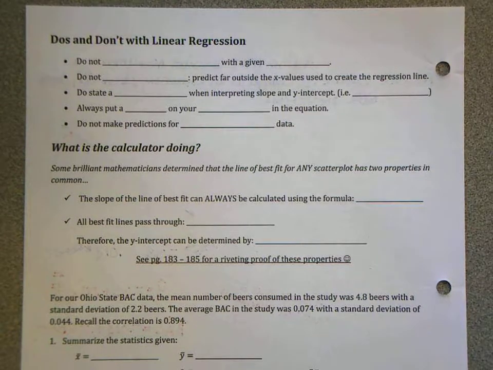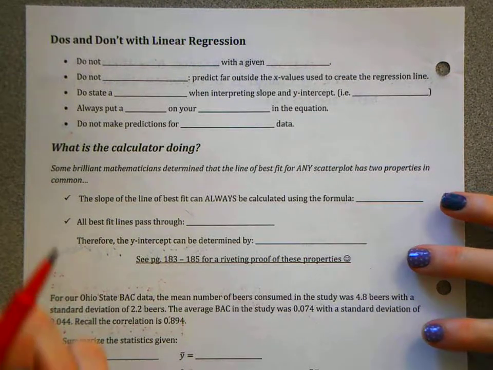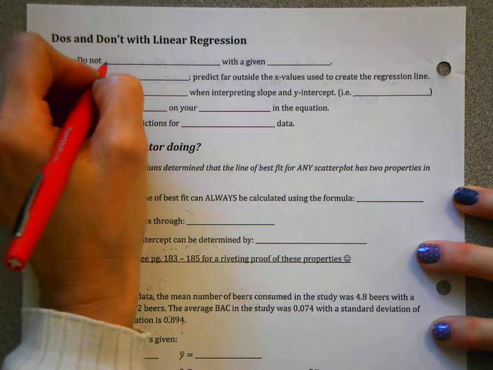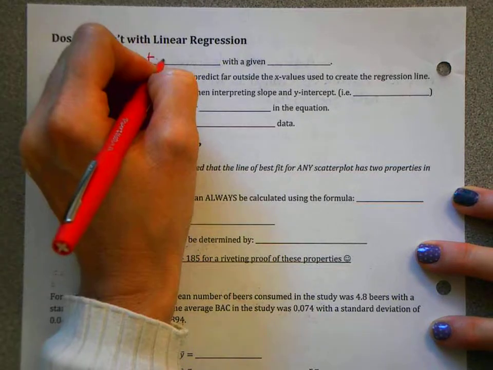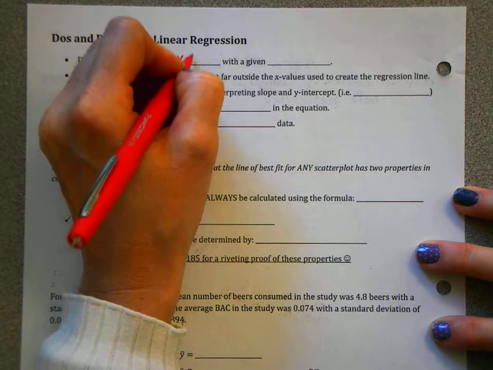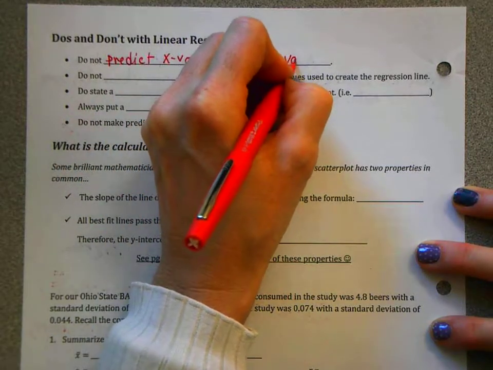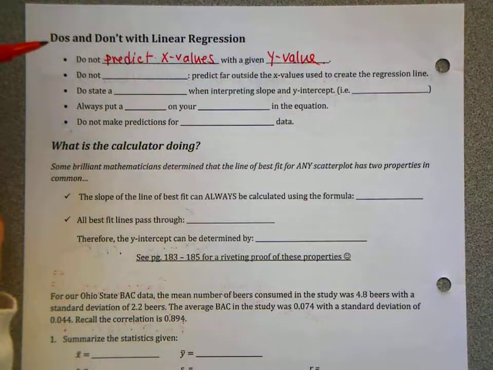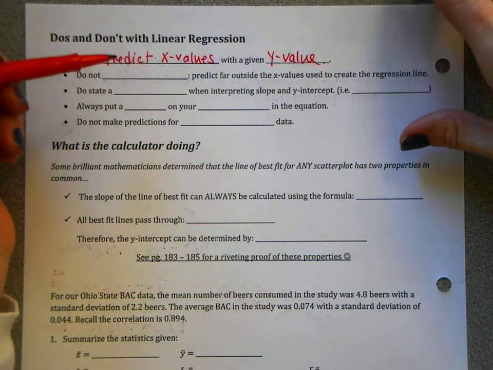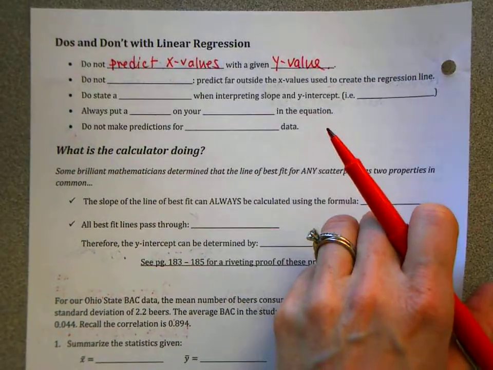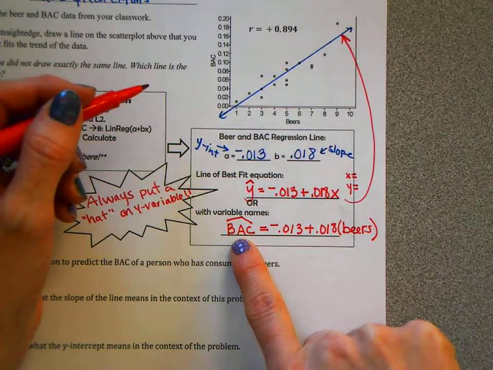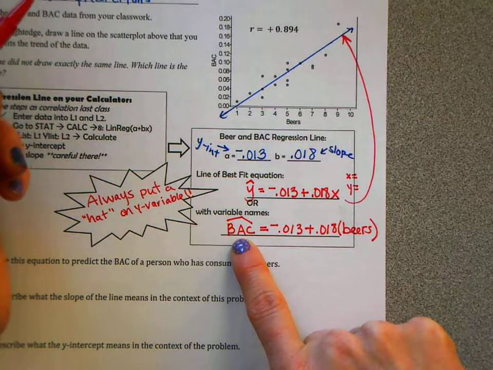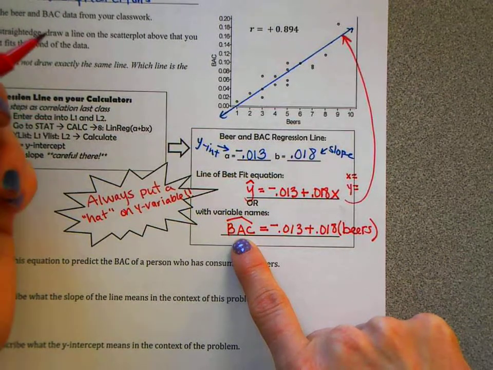Some of the do's and don'ts with linear regression. First, we do not predict x values with a given y value. What I mean by that is when you write an equation, you are only writing the equation directly from x to y. So if I flip back over here, this equation is used to plug in beer and get out blood alcohol content. You couldn't, for example, take someone's blood alcohol content, let's say they got 0.75, and plug it in here and try to solve backwards for beers.